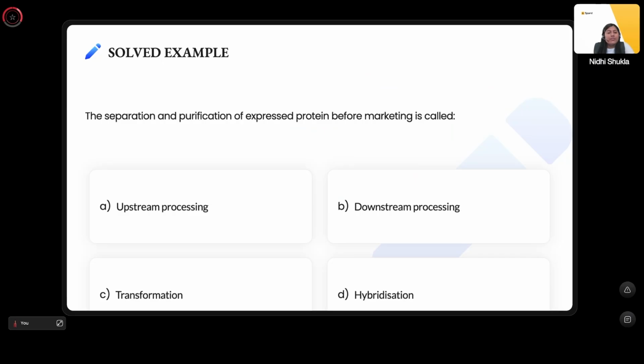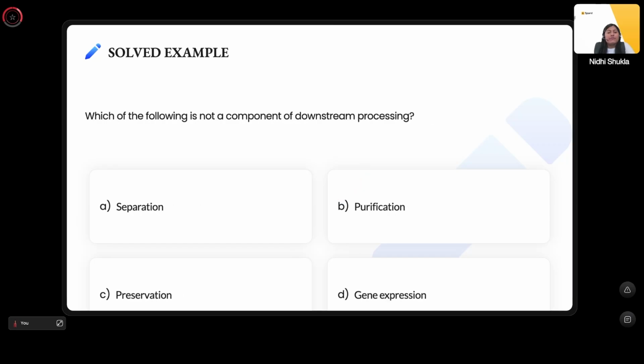Moving on to our next question. The separation and purification of expressed protein before marketing is called downstream processing. Next question, which of the following is not a component of downstream processing? Separation, yes, you separate the product in downstream processing. Purification, yes. Preservation, yes. Gene expression is not a part of downstream processing. Gene expression is actually a part of upstream processing. It is something that you do before downstream processing.